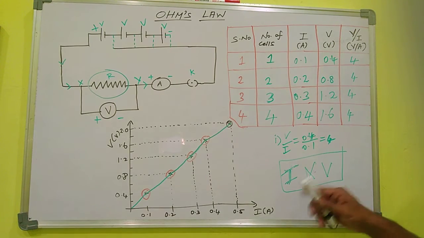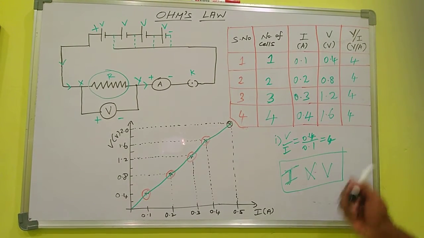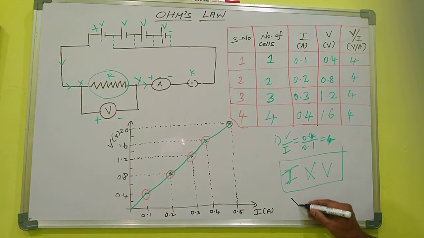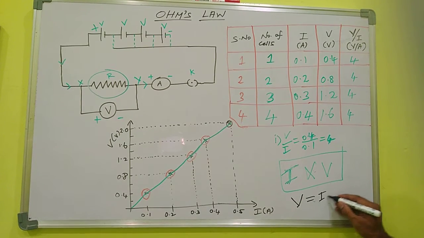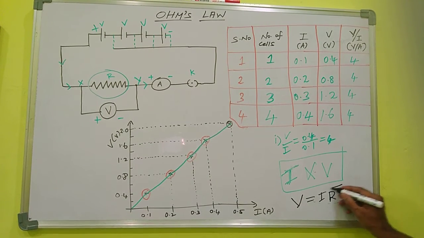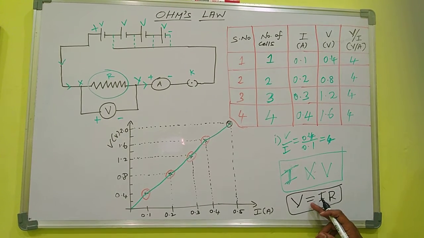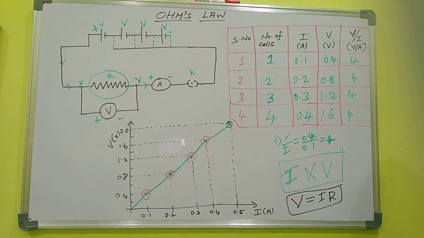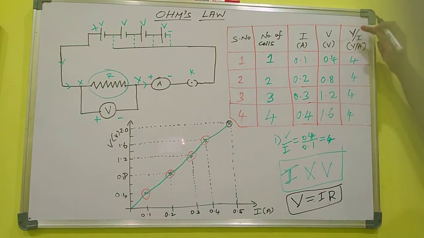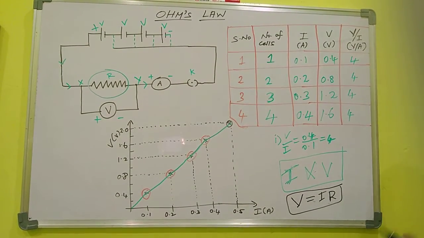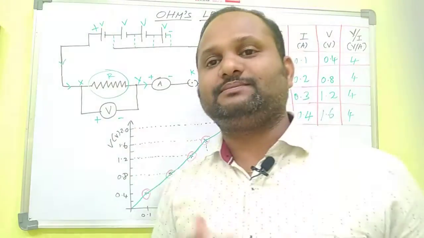According to Ohm's law, V is directly proportional to I. Then V is equal to I into R. What is R? When we change the directly proportional sign to an equal sign, we put a constant. Here the constant is the ratio of V by I, and that is called resistance.